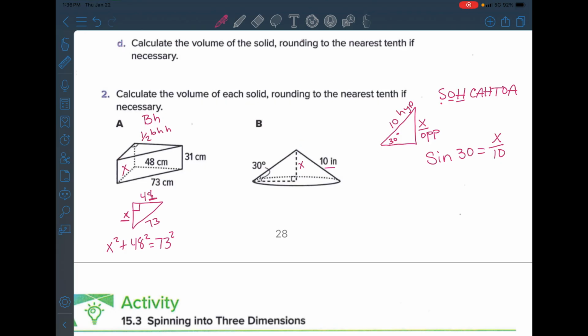And you're going to do capital B times h divided by 3, which is pi r squared h divided by 3. And you're going to give me the volume.